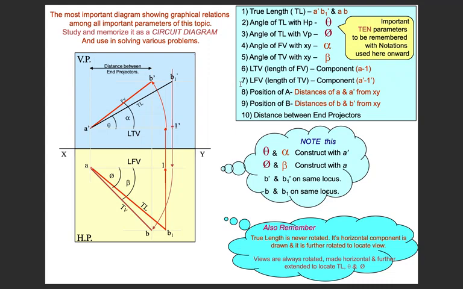Length of the front view is the component A1. Length of the top view is the component A dash 1 dash. Position of A is determined by the distances of A and A dash from XY. Position of B is determined by the distances of B and B dash from XY.